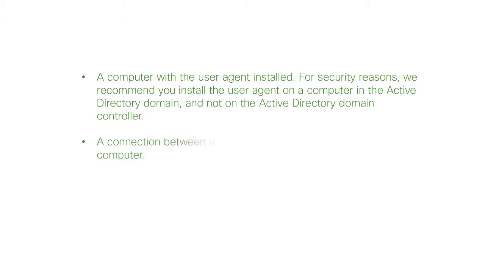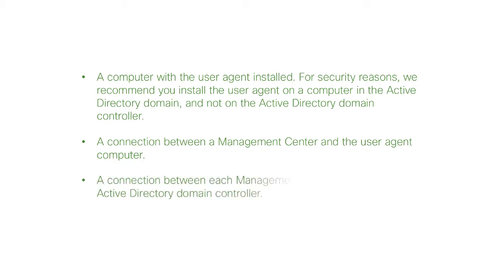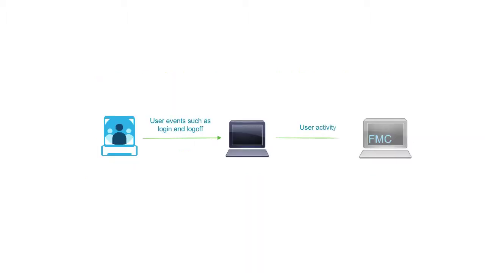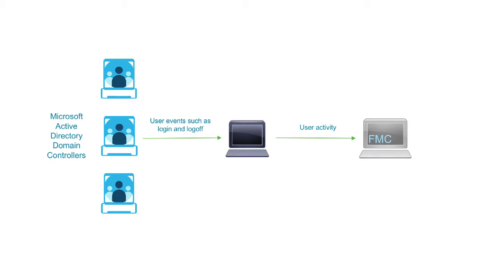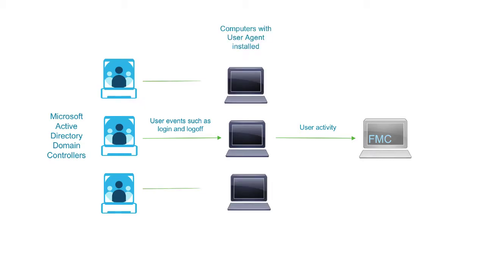A connection between the management center and the user agent computer. A connection between each management center to the monitored Active Directory domain controller. Note that one user agent monitors activity on one domain controller. Multiple user agents can report user activity to one management center. The following are among the events the user agent reports to the management center.